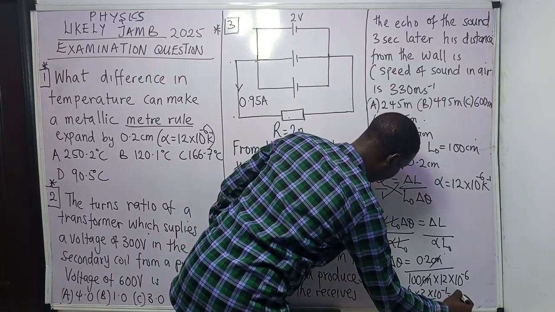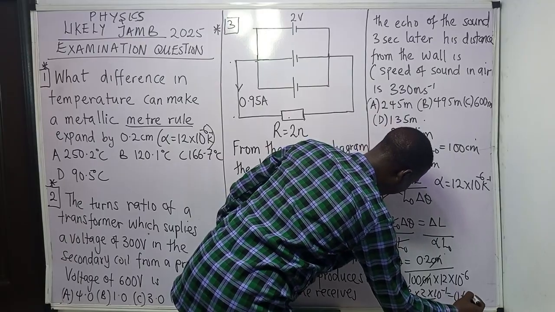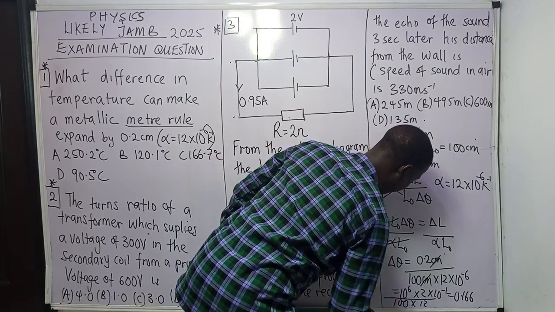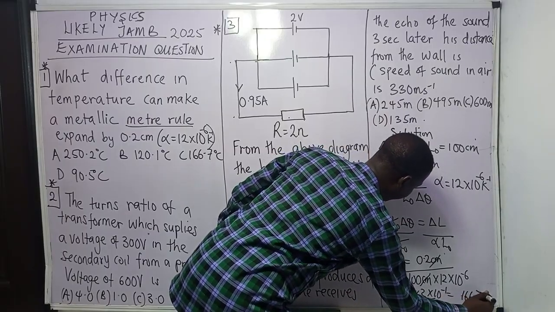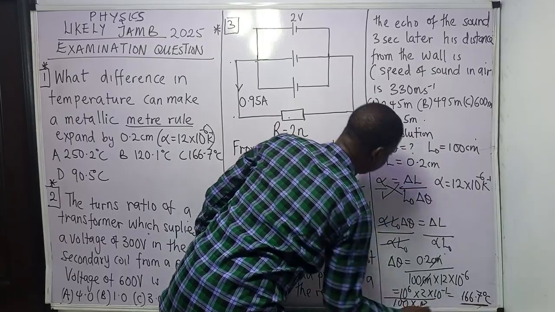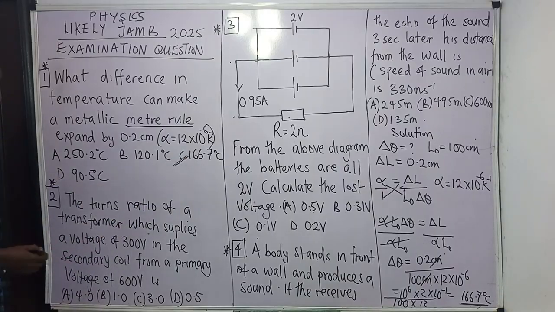So I would have 1 over 6, which is 0.16666. Times 3 is 166.7 degrees approximately. So that is option 166.7.